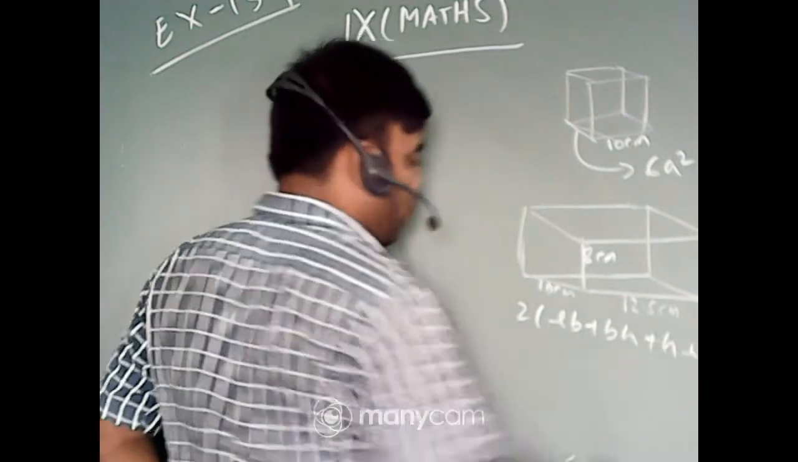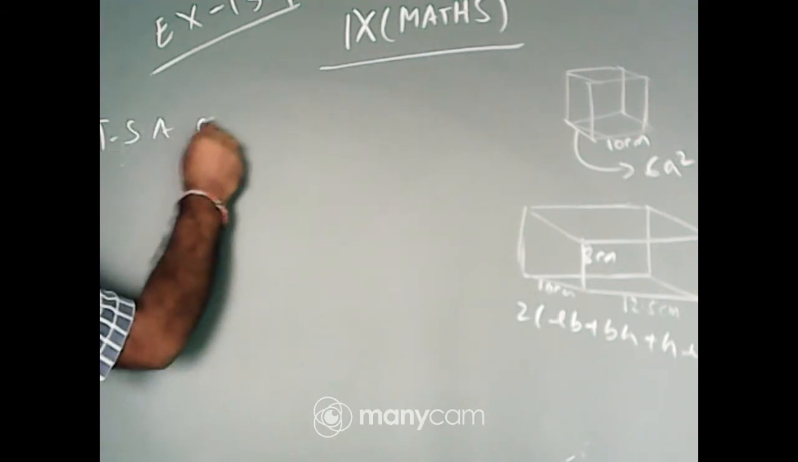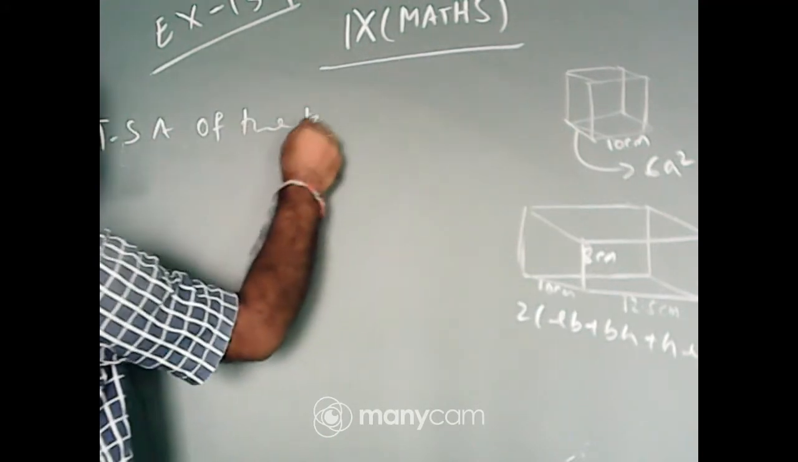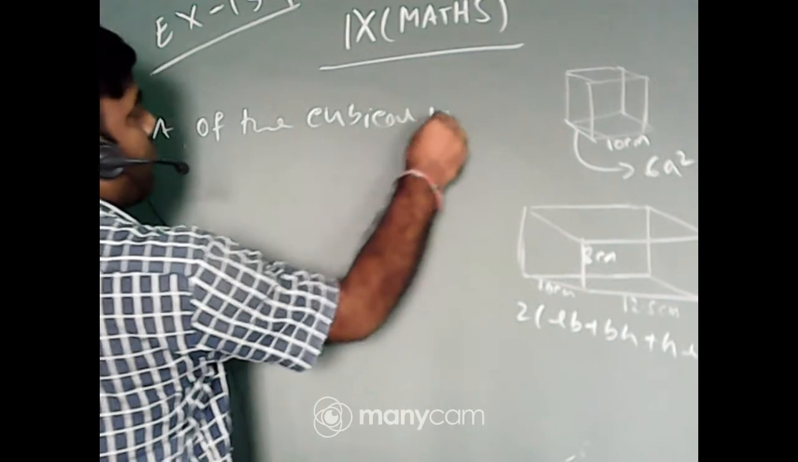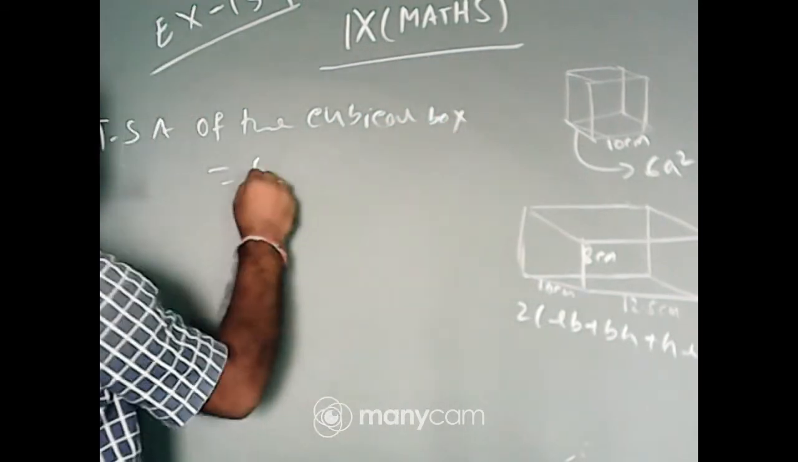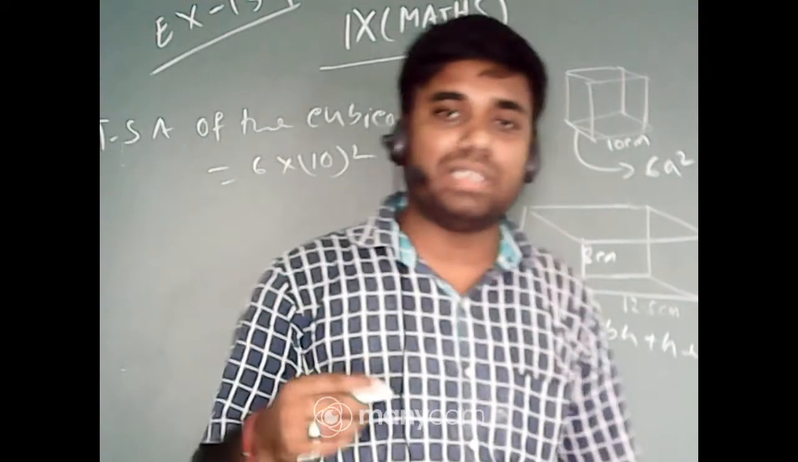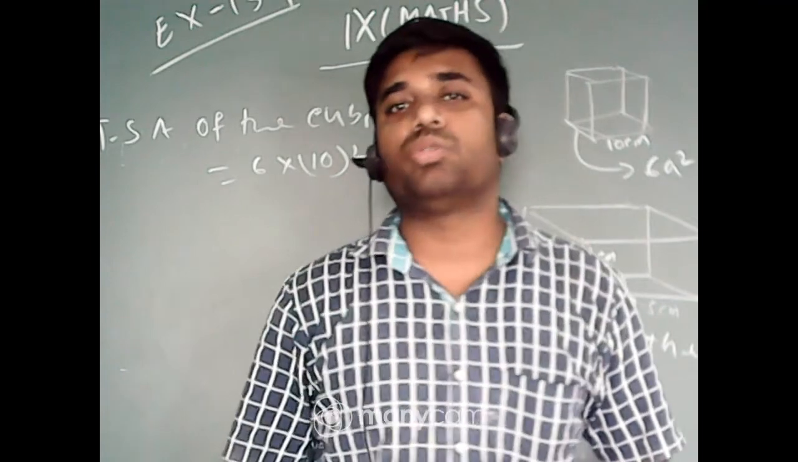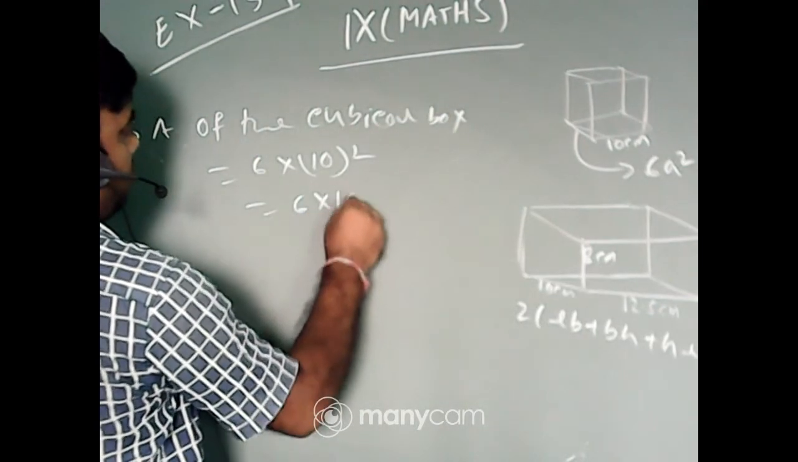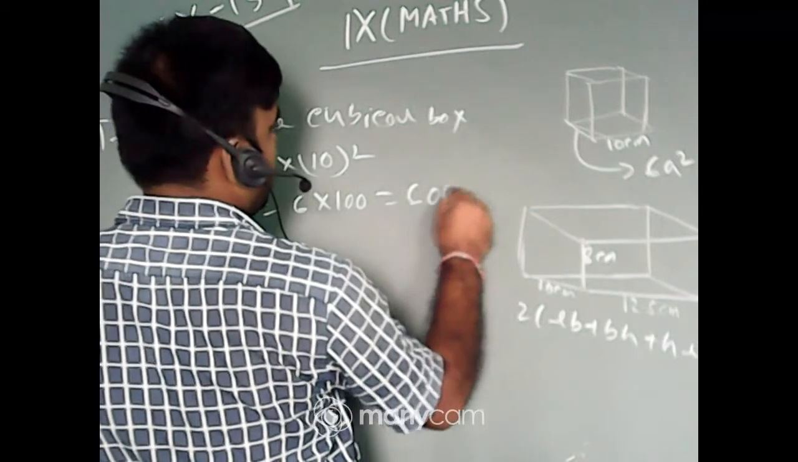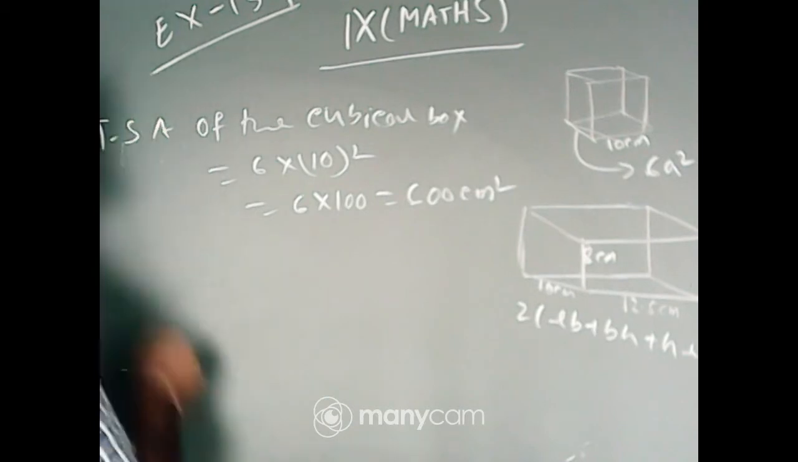Now the TSA of the cubical box is 6 into a square. A means the measure of the side. Here a equals 10 centimeter. So 6 into 100 is 600 centimeter square.